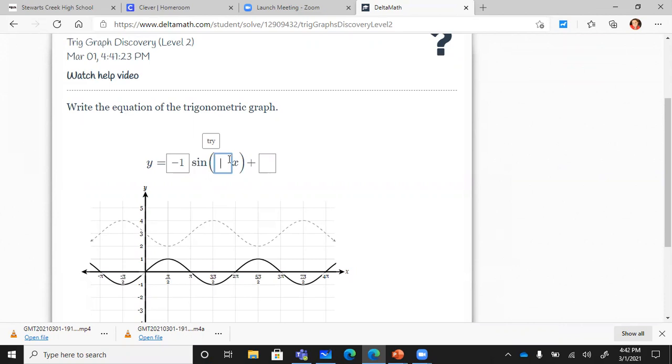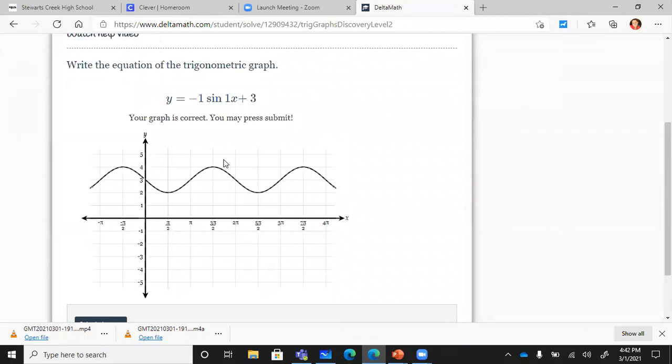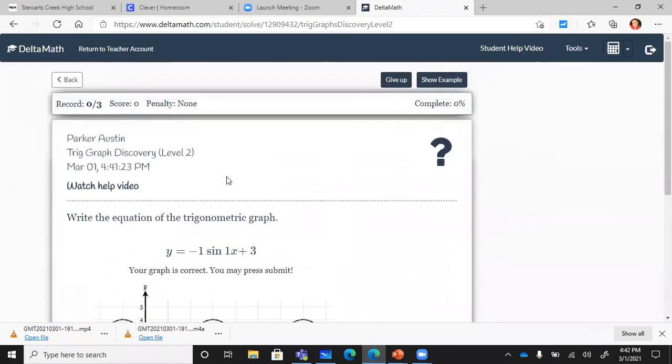And then I think I chose a period of 1, a frequency of 1 for all of these. And then it looks like our midline has shifted up to 3. And then look, you can try it. Oh, we matched. Great. And then you submit it. If it didn't match, then you're going to play with those boxes a little bit.